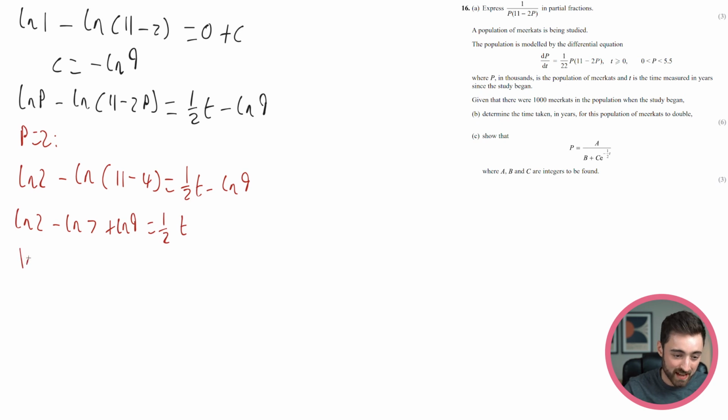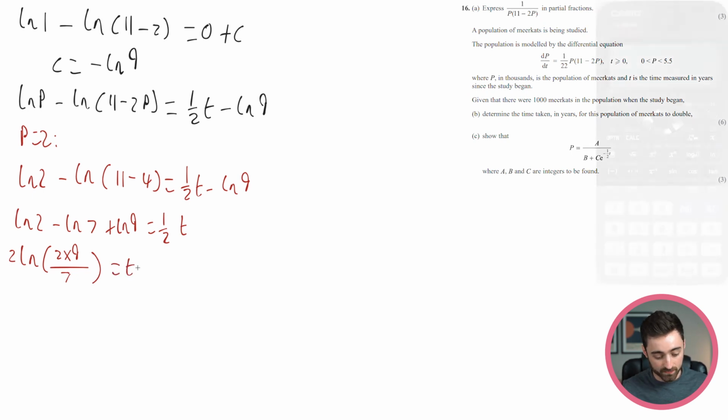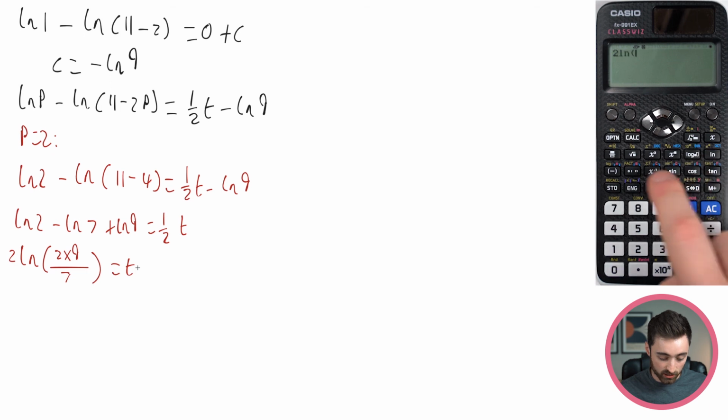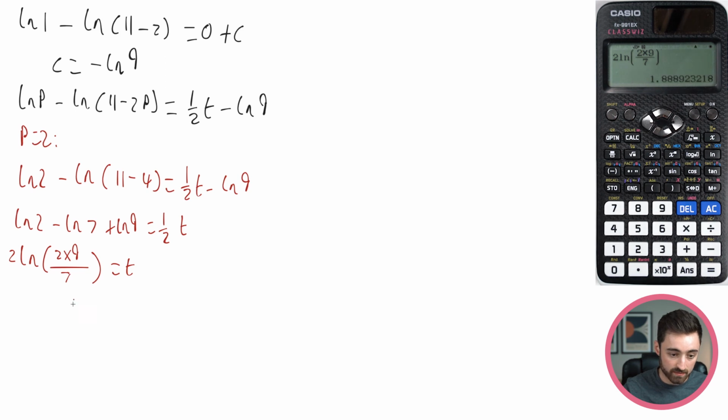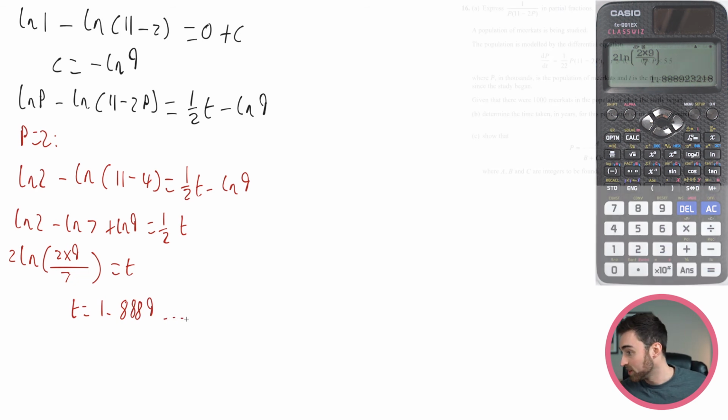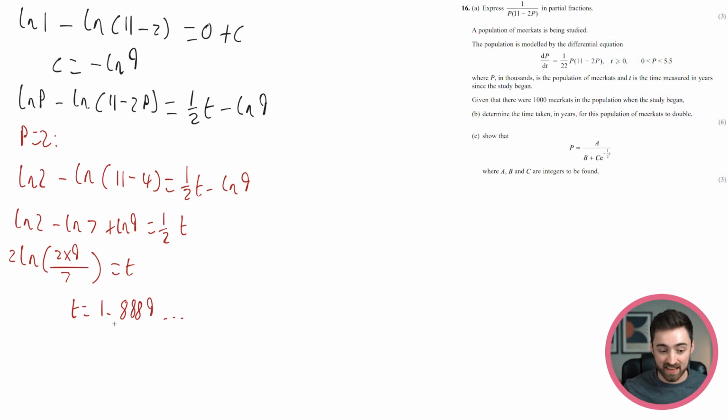So now these two are going to get together by multiplying, because that's the addition law, and then I'm going to divide by this 7. And then that's a half t, so multiply both sides by 2 to get t. So t is going to equal 2 ln of 2 times 9 over 7, which is going to get me 1.8889, and then time taken in years. So it's basically that many years. Maybe you can go 3 sig fig if you want, so that would be 1.89 years.